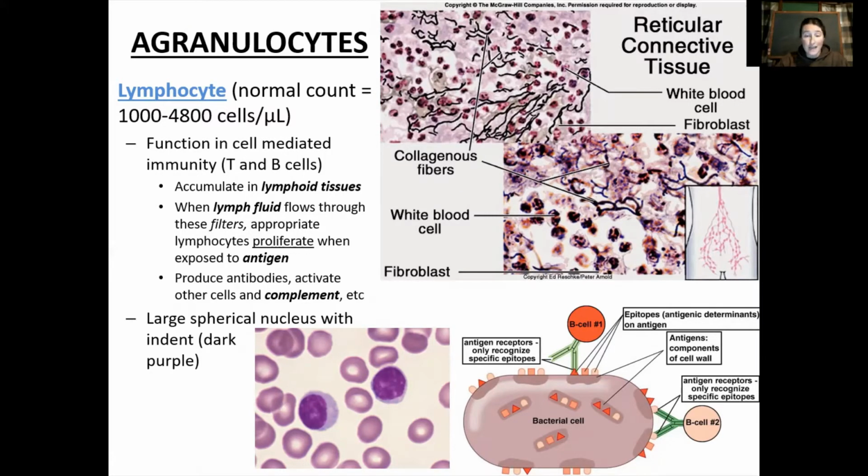Okay. Moving into the agranulocytes, remember that there are two different types of agranulocytes. These cells do not have visible staining granules. The lymphocytes are the second most abundant white blood cells within the blood, at about 1,000 to 4,800 cells per microliter. You might be more familiar with the terms T cells or B cells. If you're not, that's okay. We'll go into this in great detail later.